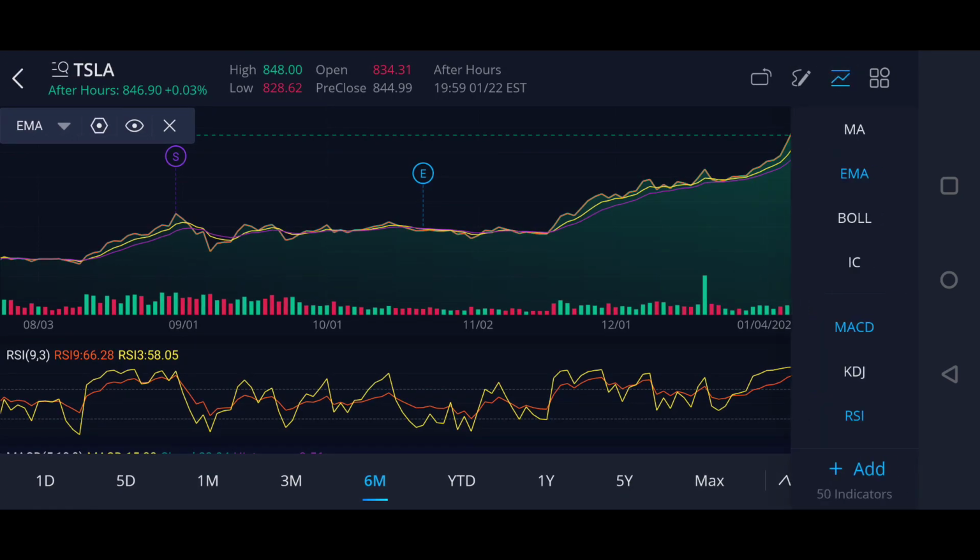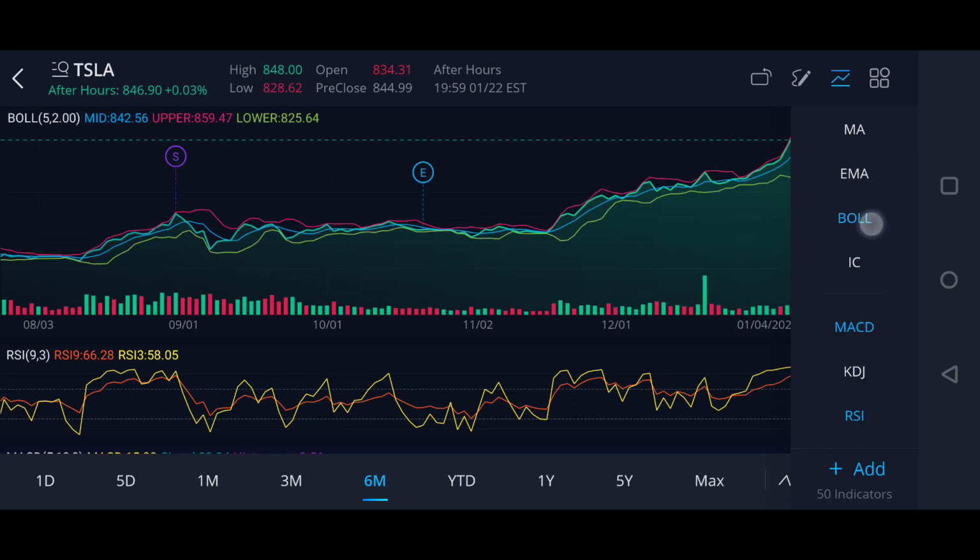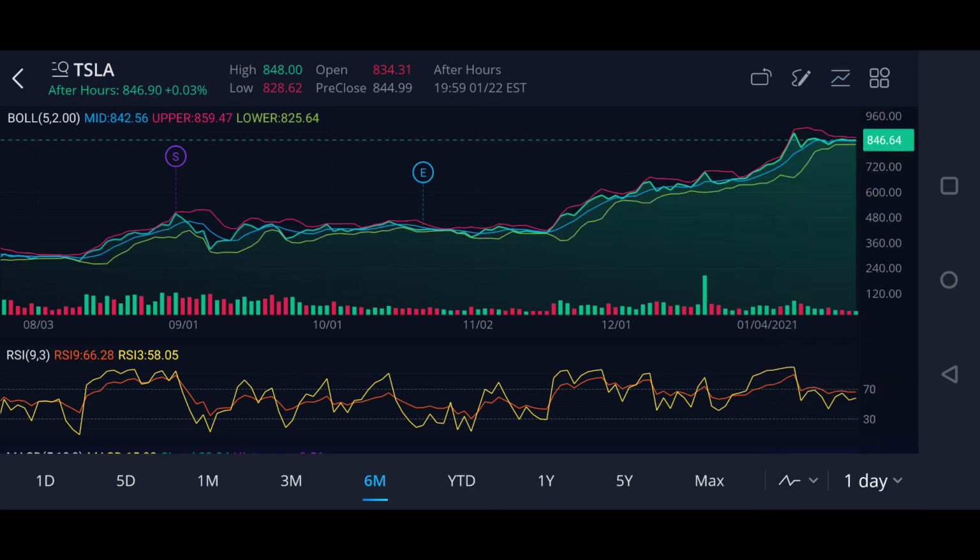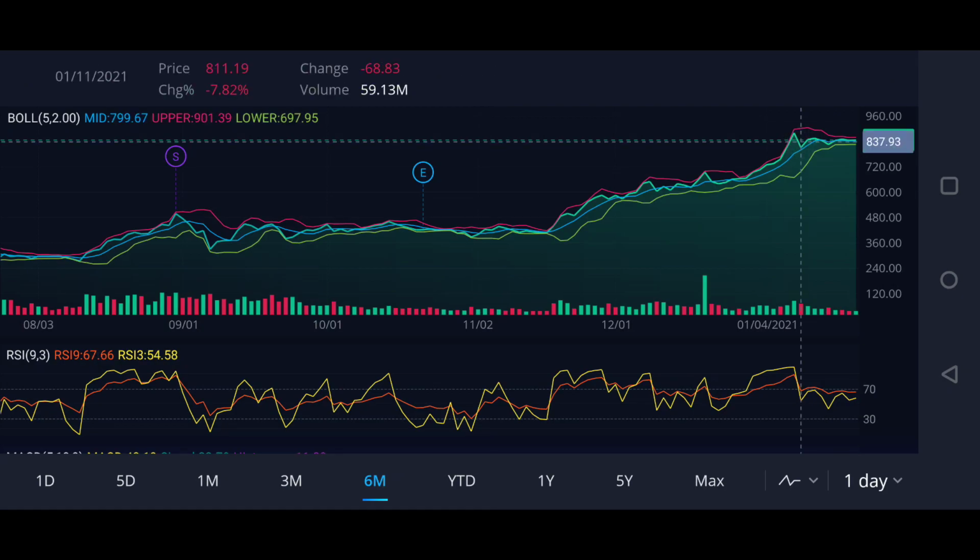Now, something similar to the EMA is the Bollinger Bands. I'm going to take away the EMA so it doesn't get too messy and put the Bollinger Bands. Once you set that setting, you get three separate lines. You have a red line, which is the top line, which is the resistance. Then you have a blue line in the middle, and then a faint green at the bottom, which is the support line. The stock price is represented by the fluorescent green. You can see it over here.